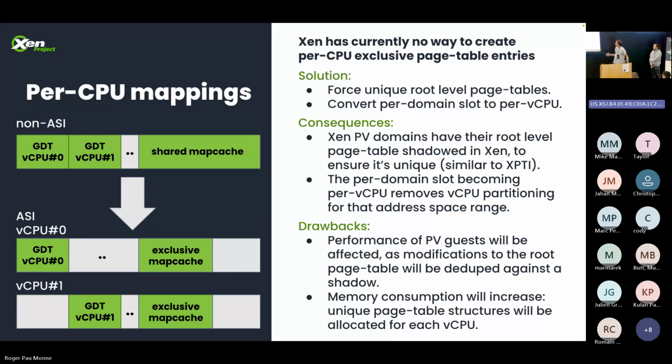And what's the point of having a unique root level page table per CPU? At that point, we can convert the per-domain slot into a per-CPU slot, which means that we have one slot of the page table that can become per vCPU. We can now create mappings that would be visible only to that physical CPU. That's very important to us because it prevents crosstalk between CPUs if we can create mappings that are only visible to the current CPU.